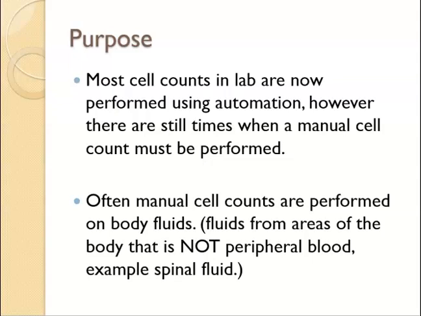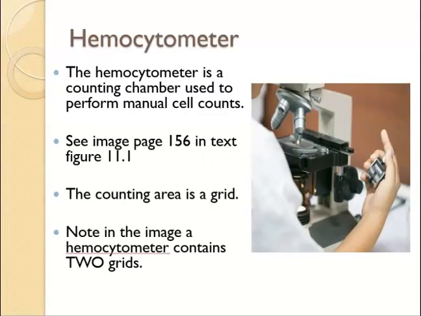Examples of body fluids that could have cell counts done on them are spinal fluid, pleural fluids, abdominal fluids, things like that. A hemocytometer is a specialized slide with a counting chamber used to perform manual cell counts. We can count any kind of cell, whether it's a red cell, white cell, sperm cell, whatever type of cell we're looking for and need a count on.